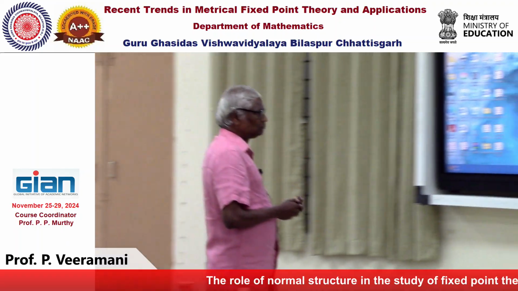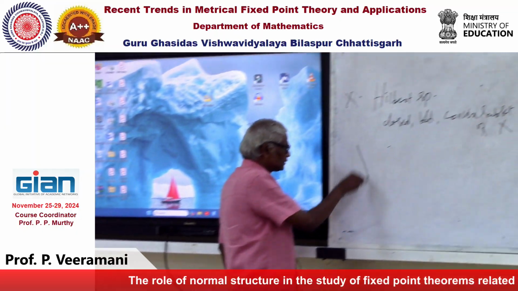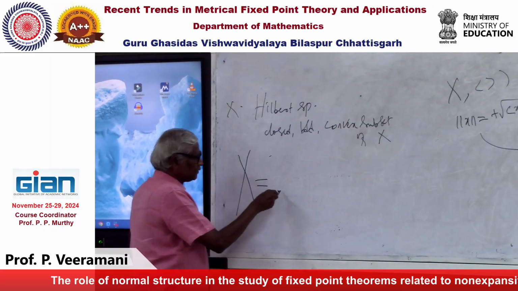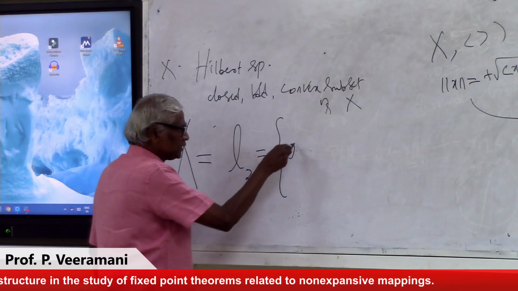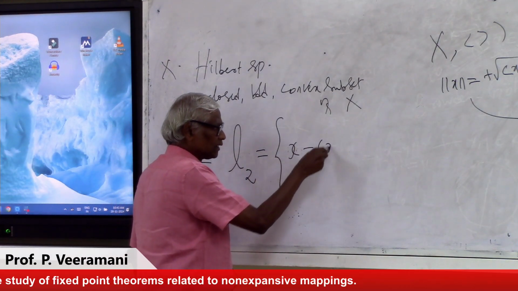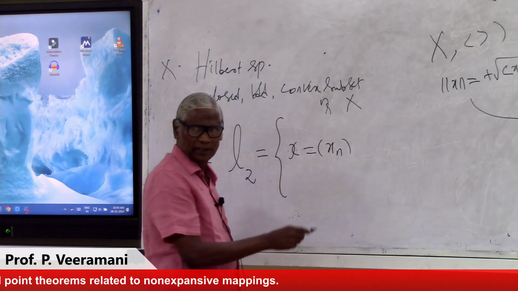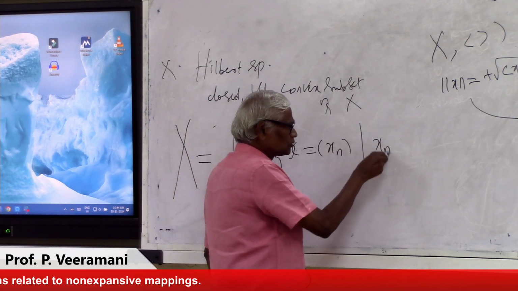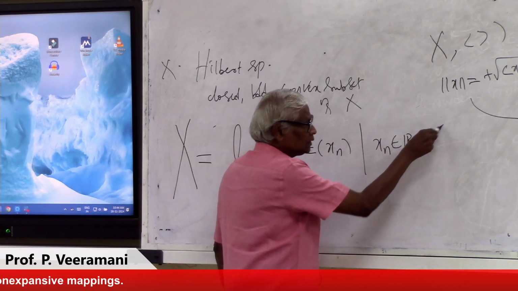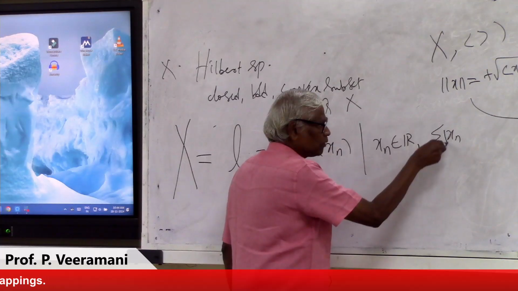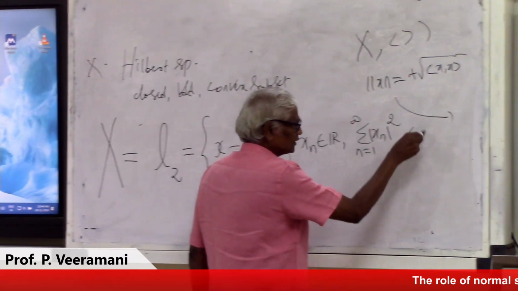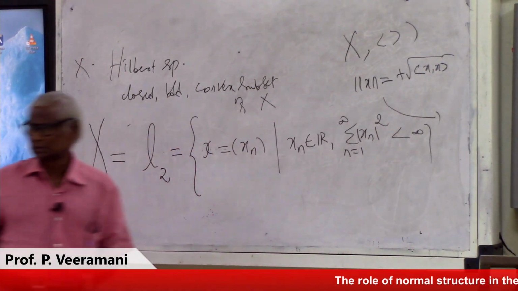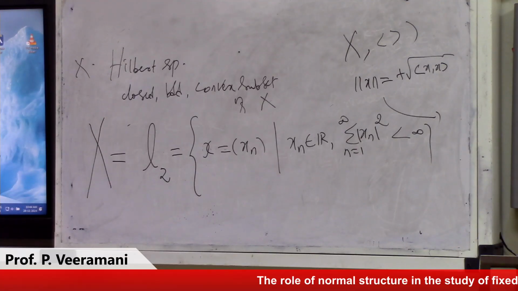So first again we will call it capital X. This is very important. Each element is a sequence of real numbers xn, n equals 1 to infinity, so that each xn belongs to R, and it is square summable: the sum of mod xn square, n equals 1 to infinity, converges, that is all. This is our set X.